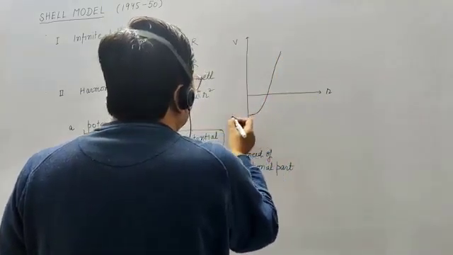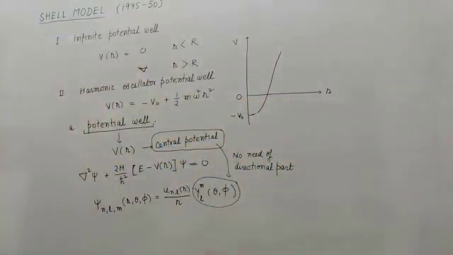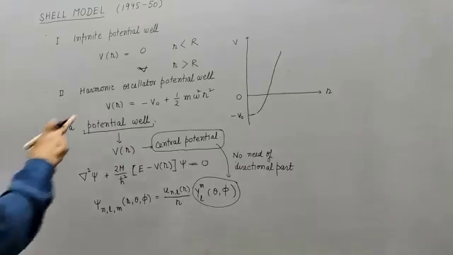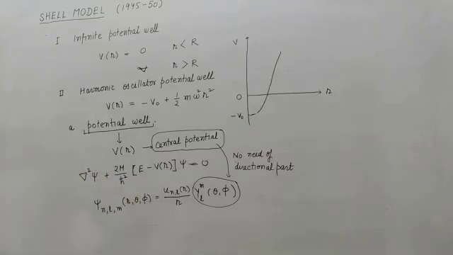This type of potential, this was minus V naught, this is 0. So this type of potential was chosen by them. They substituted this potential here, they solved this Schrodinger equation and found the energy eigenvalues. Another important potential chosen by these people was the Woods and Saxon potential.